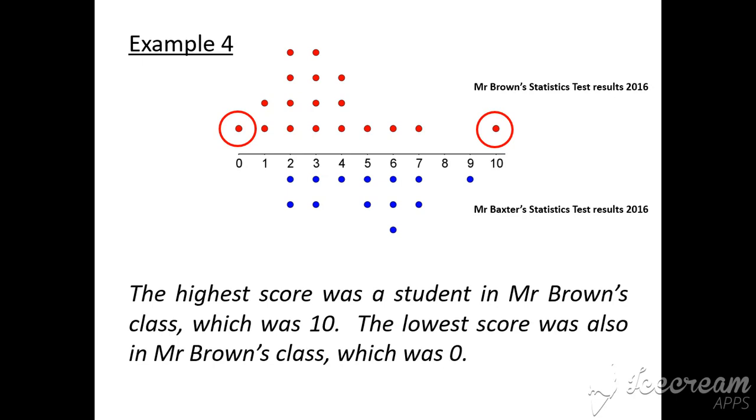Well, the first thing you might decide to chat about is the highest and lowest scores. So here we go. The highest score was a student in Mr. Brown's class, which was 10. The lowest score was also Mr. Brown's class, which was 0.